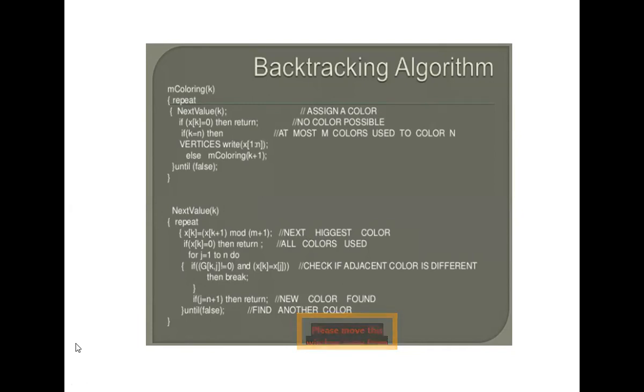Okay. If x equal to 0, all colors are used here. If x equal to 0, then return means all colors we are using. Otherwise, you have to check 1 to n. So you have to check if x equal to 0 means no such color exists. For mapping that we have chosen, no such color exists, then return. For this line, it means all colors are used and no color exists.